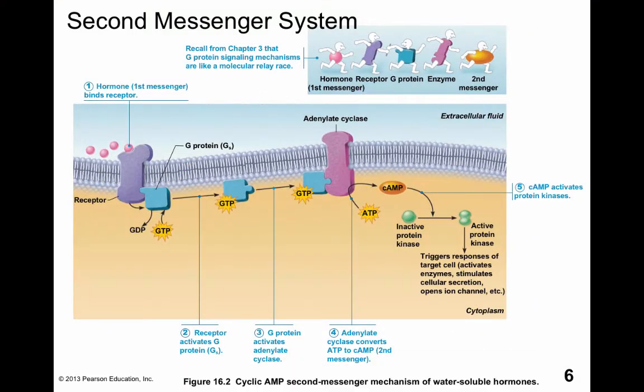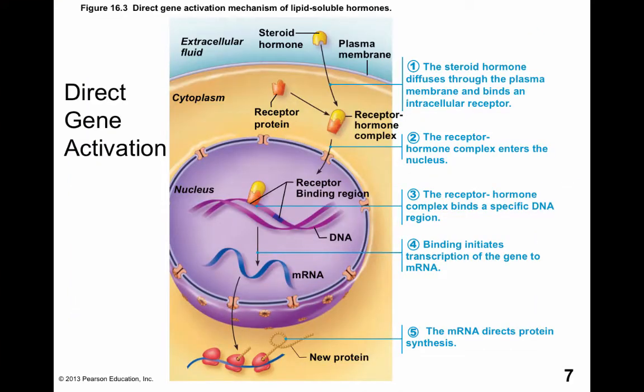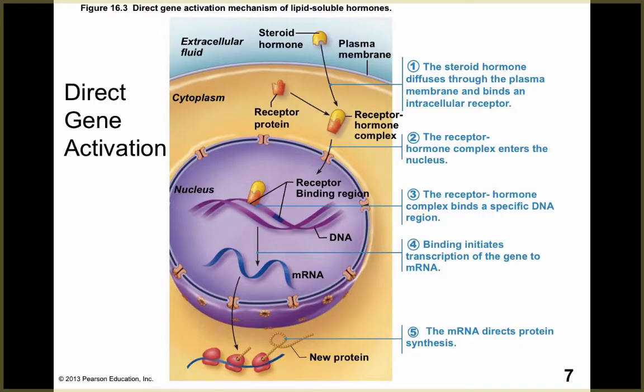That being said, let's look at direct gene activation. So here we have a steroid. This is a nonpolar molecule, much like a lipid, so it can pass easily through the membrane. And then what's going to happen is this steroid hormone is going to come in contact with the actual receptor in the cell.